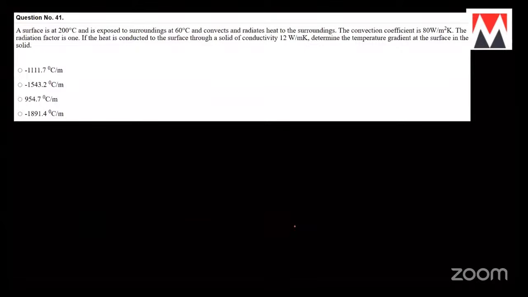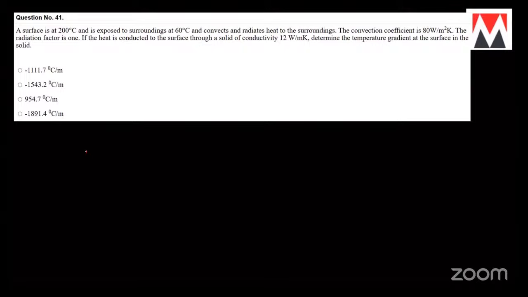The surface is at 200 degrees centigrade and it is exposed to surroundings at 60 degrees centigrade and convects and radiates heat to the surroundings. The convection coefficient is 80 watt per meter Kelvin. The radiation factor is 1. If heat is conducted to the surface through a solid of conductivity 12 watt per meter Kelvin, determine the temperature gradient.